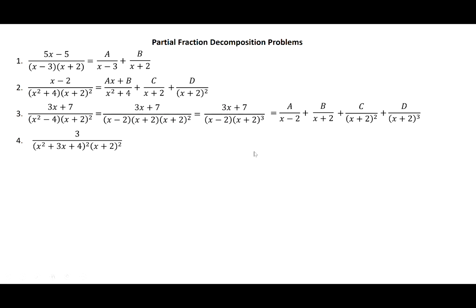Fourth. x squared plus 3x plus 4. Reducible or irreducible? b squared minus 4ac: 9 minus 16, negative 7. Irreducible. And repeating. Also watch out for that. What do you say? Ax plus b over x squared plus 3x plus 4 plus cx plus d over the square of that. That should take care of that.